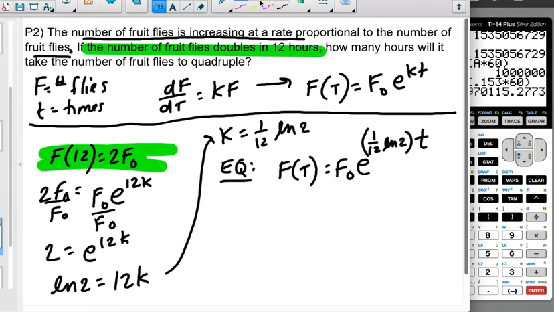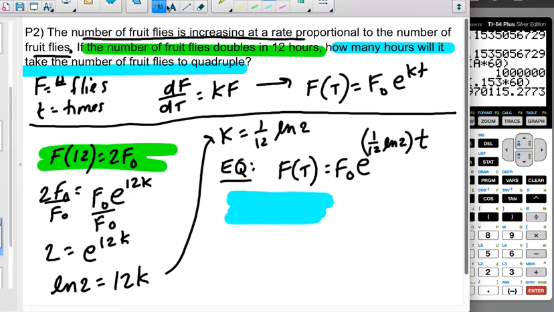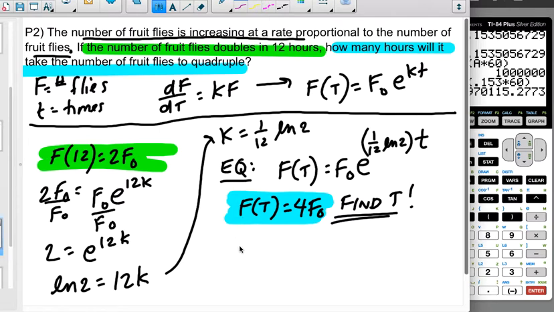So now what I'm asked to do here, I'm asked after how many hours, so that's a time, will the number of fruit flies quadruple, right? So what I'm asked is F of some mystery value is 4 times the original quantity, find t, right? That's what I'm being asked to do, right? That's the job. So 4 F naught equals F naught e to this ugly k that we found, 1/12 natural log of 2 times t, right?